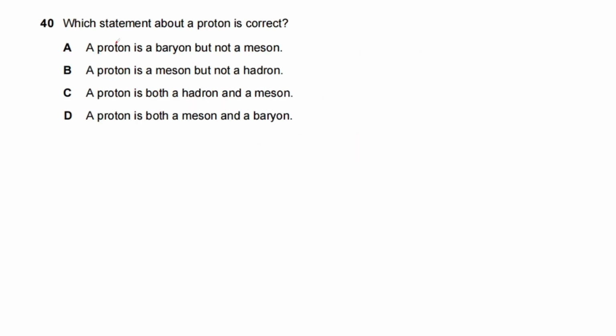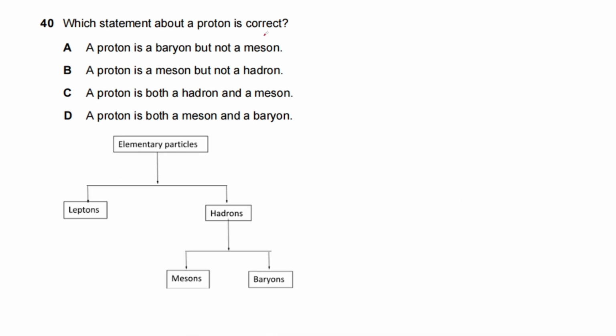Question number 40. Which statement about a proton is correct? So we know that fundamental particles are classified into leptons and hadrons. Hadrons are divided into mesons and baryons. The proton is a baryon, which is composed of 3 quarks. So we can conclude that this is a baryon. A proton is a baryon and a hadron, right? Not a meson. So which is the correct option? A proton is a baryon and not a meson. So option A is the correct answer.